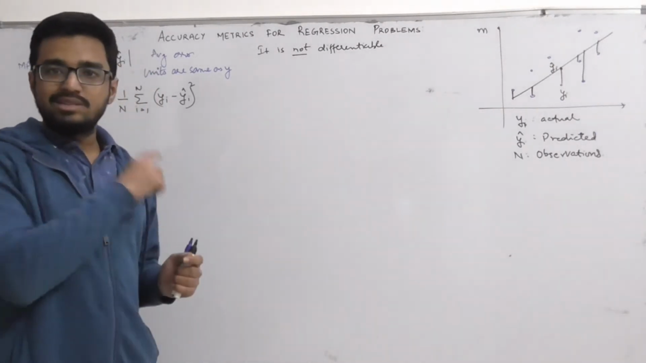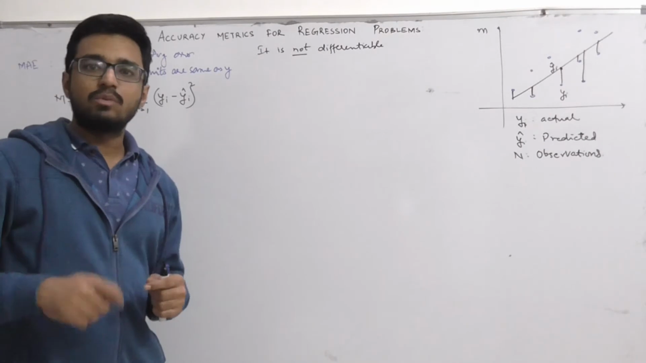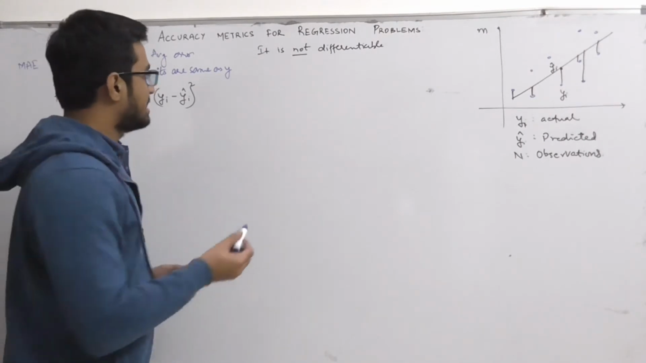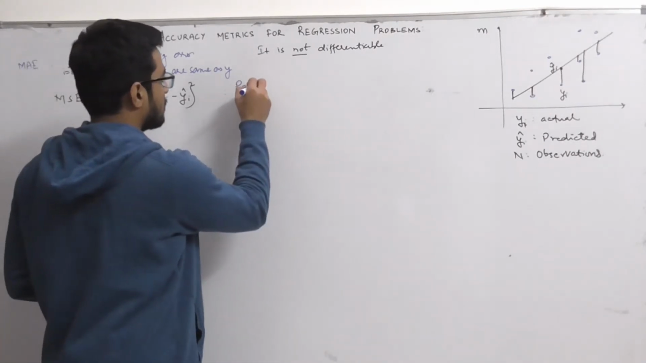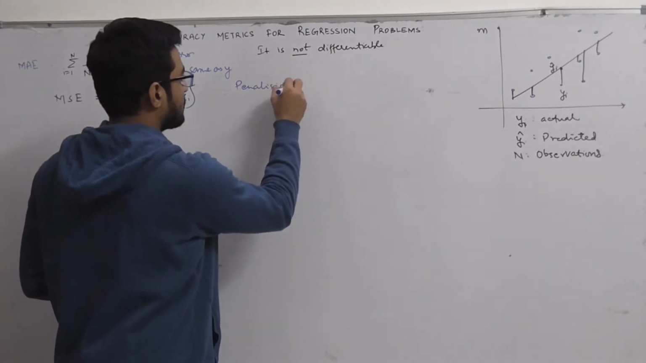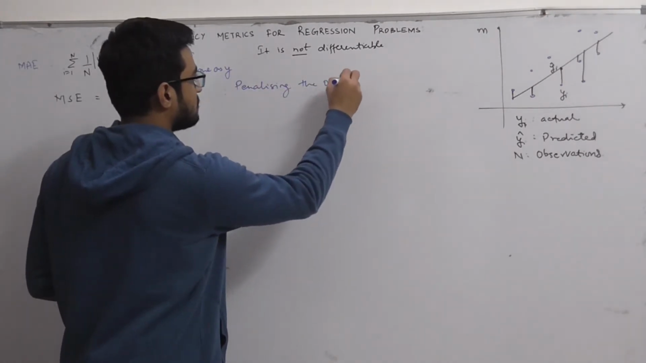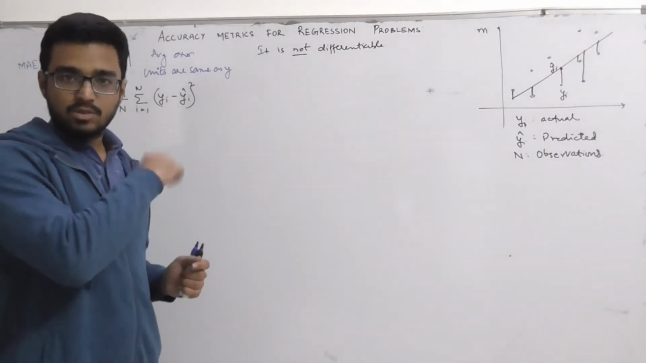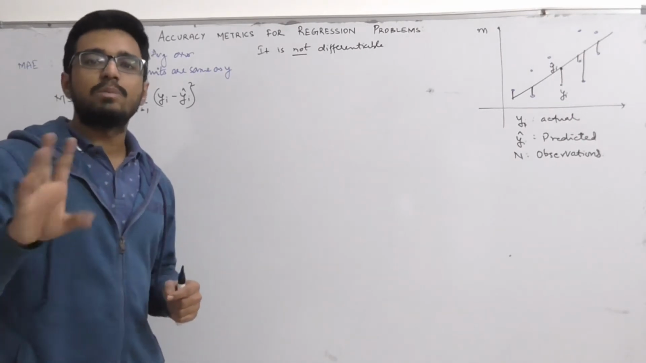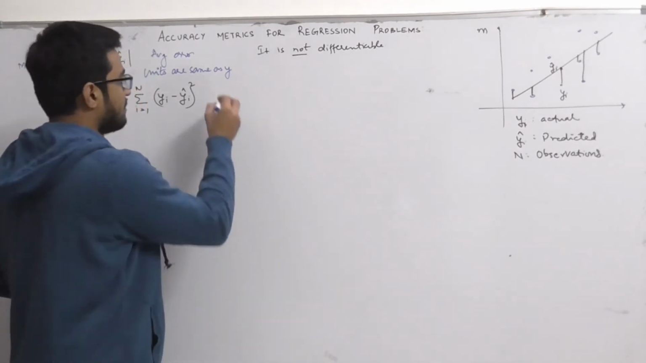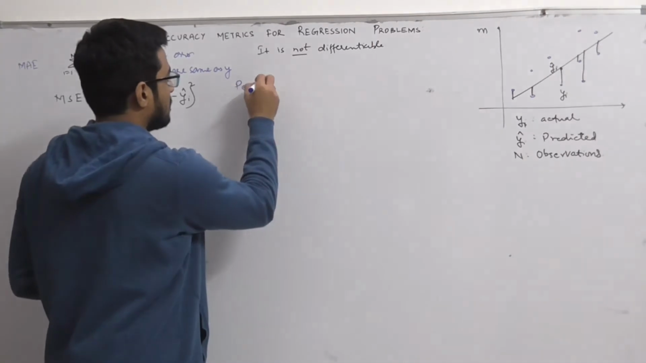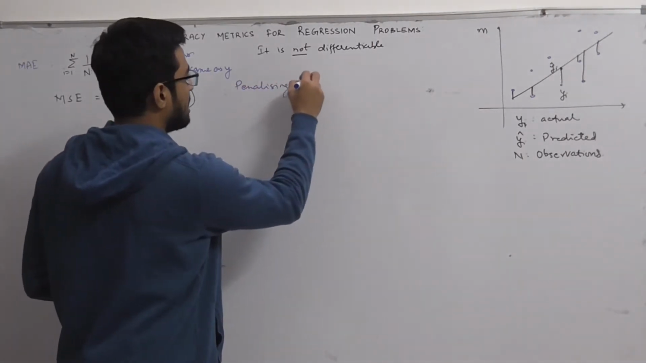And this squaring thing adds one more benefit to the problem, which is that it is penalizing the outliers.